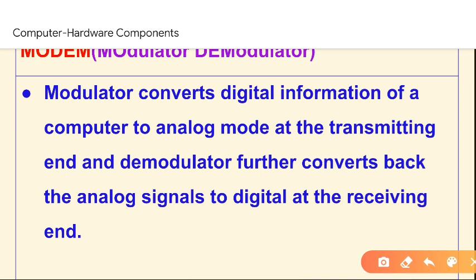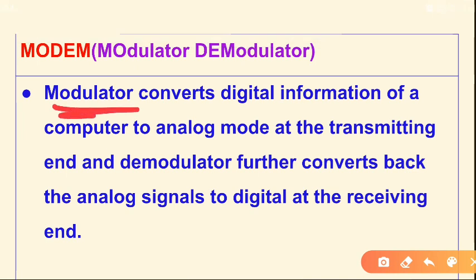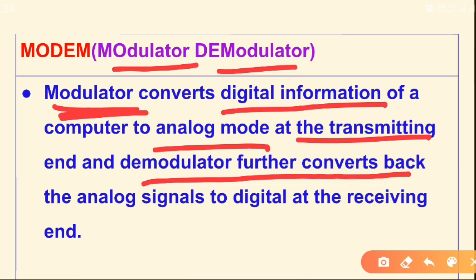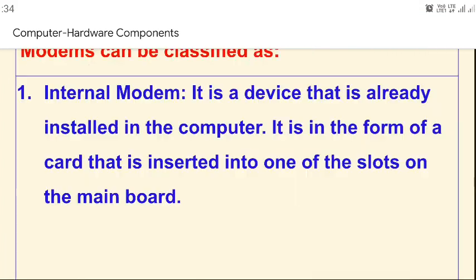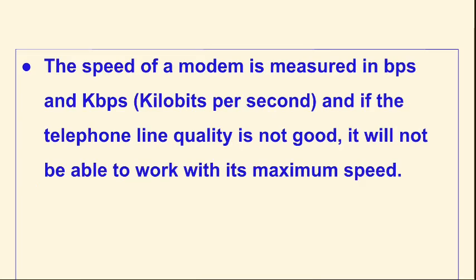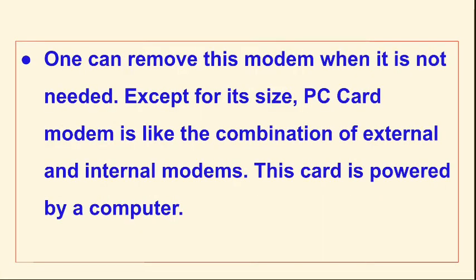So what is the work of the modulator? It has two parts, modulator and demodulator. The modulator converts the digital information of the computer to analog mode at the transmitting end, the end from where we are sending the message. The demodulator converts the analog signals back to digital at the receiving end. Then I explained these two diagrams. There are three types of modem: internal modem, external modem, and PC card modem.